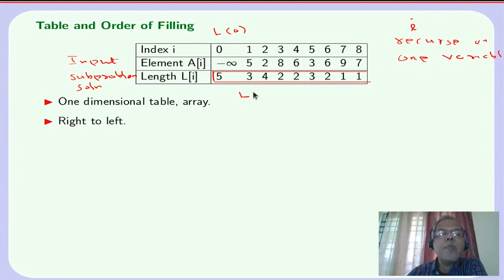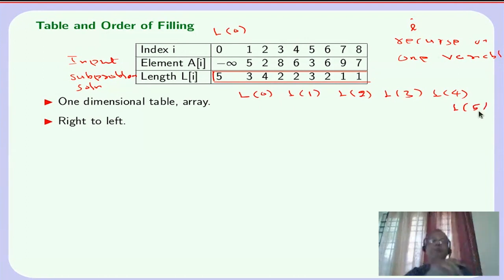Okay, so the subproblems are L of 0, L of 1, L of 2, L of 3, L of 4, L of 5. In which order we have to solve the problem? L of 5 first, sir. Yeah, because after we have solved L of 5, we can solve L of 4. After we have solved L of 4 and L of 5, we can solve L of 3.